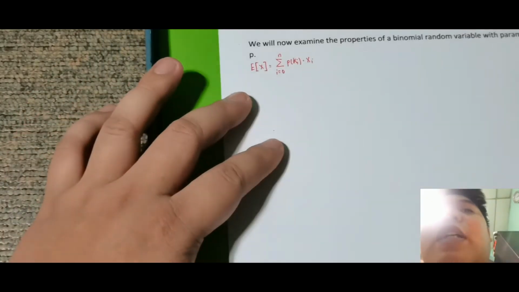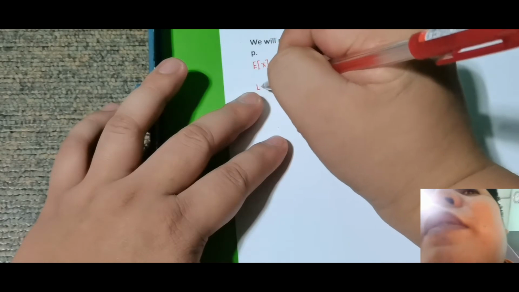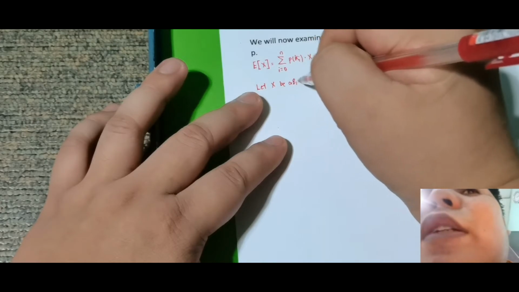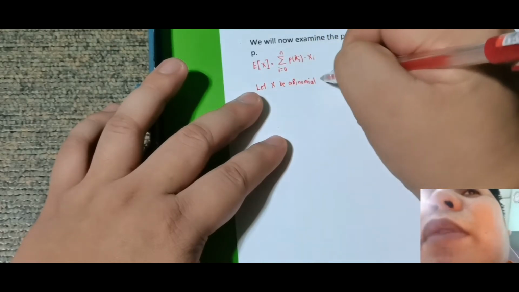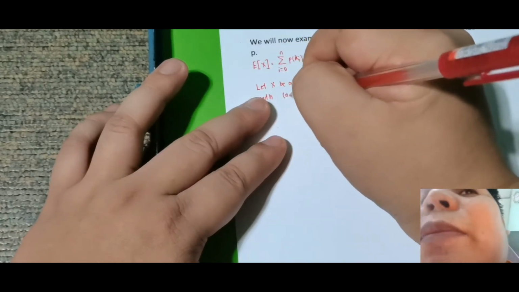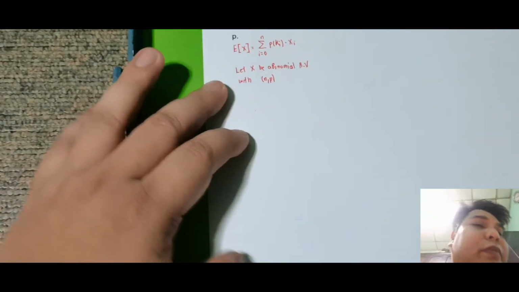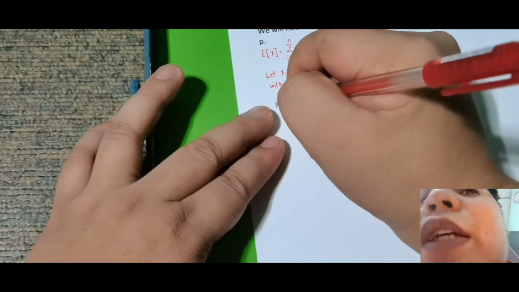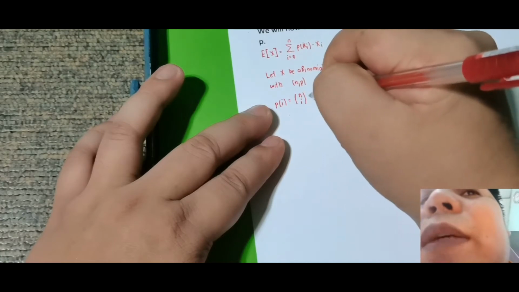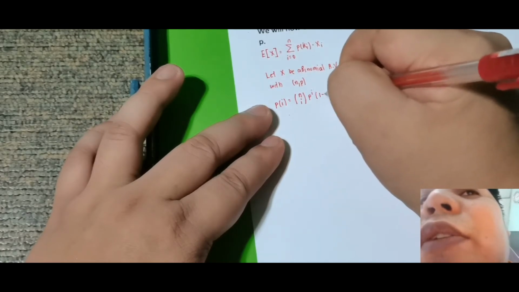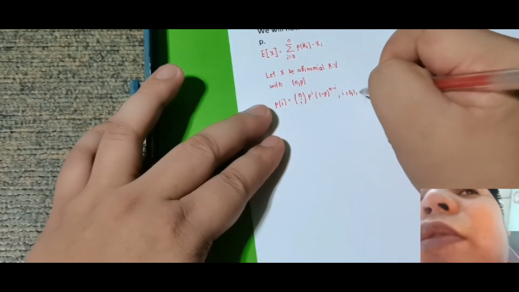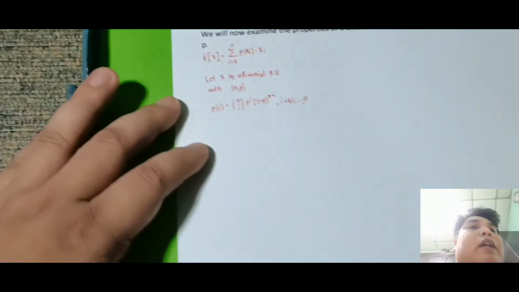Another thing, what is the PMF? Suppose X is a binomial random variable with parameters n, p. We all know that its PMF is P of i equal to n choose i, times p raised to i, times 1 minus p raised to n minus i, for i equal to 0, 1, 2, up to n. So that is our formula.